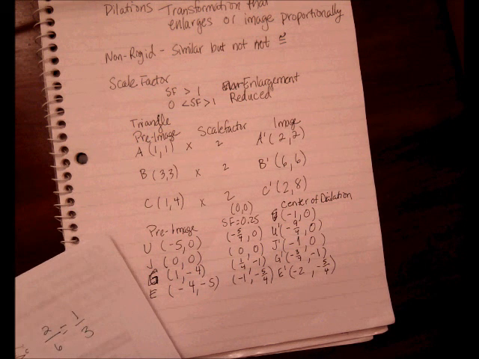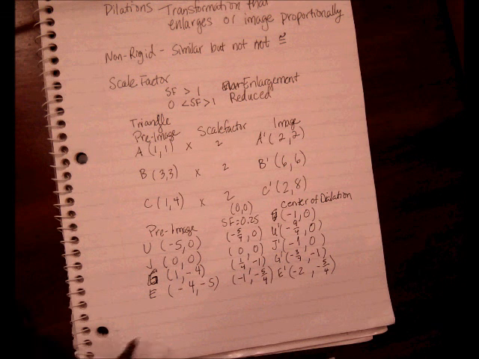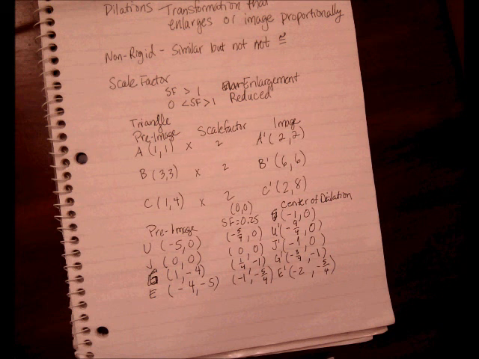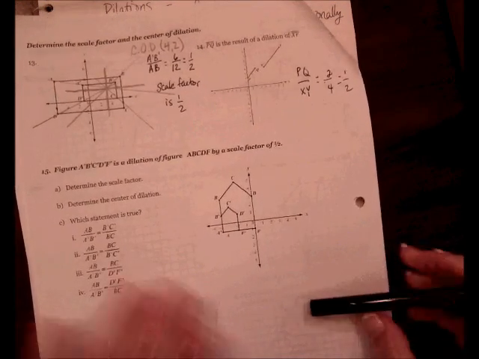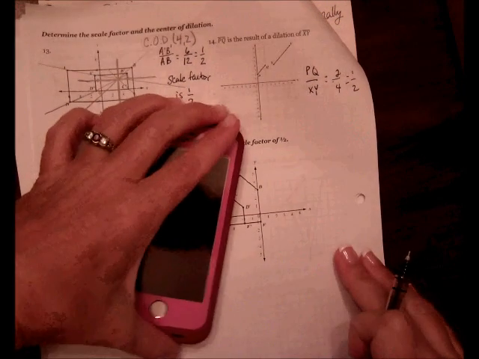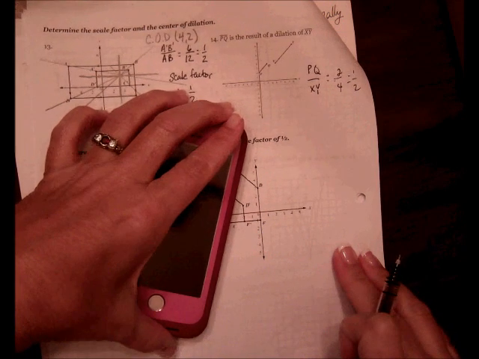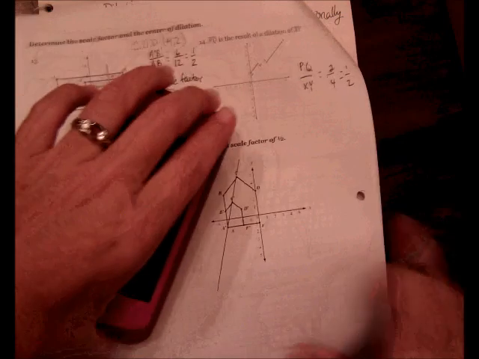Now the last thing that I wanted to cover was the center of dilation, and how do we determine the center of dilation. So I am going to probably have to do a problem that I have already done. Looking here at this problem right here, I am going to take a ruler, and to find the center of dilation I'm going to draw a line and extend it through D and D prime. I'm just going to use my phone as a straight edge.